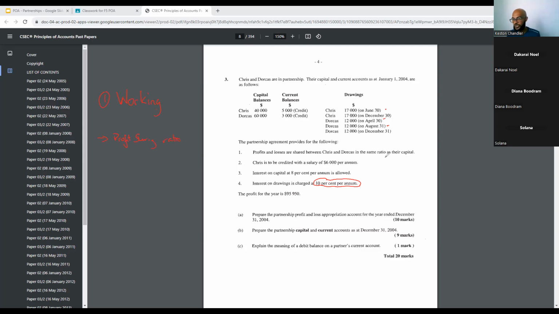They say it's in the same ratio as their capital. So we have Chris and Dorcas. And that's a 4:6, or better yet, a 2:3 ratio. So the profit sharing ratio is 2:3. Does that make sense to you? Right? We need to make note that Chris has a salary, 6,000 per annum. Interest on capital, we're on the next slide.